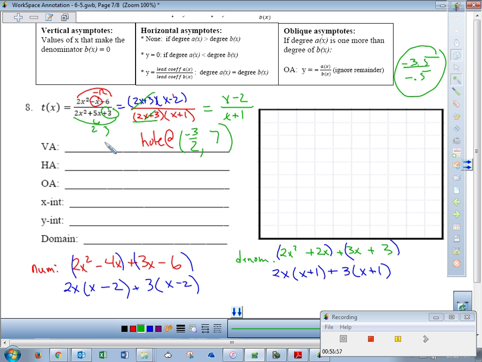Are there any other vertical asymptotes though? At x equals negative 1.